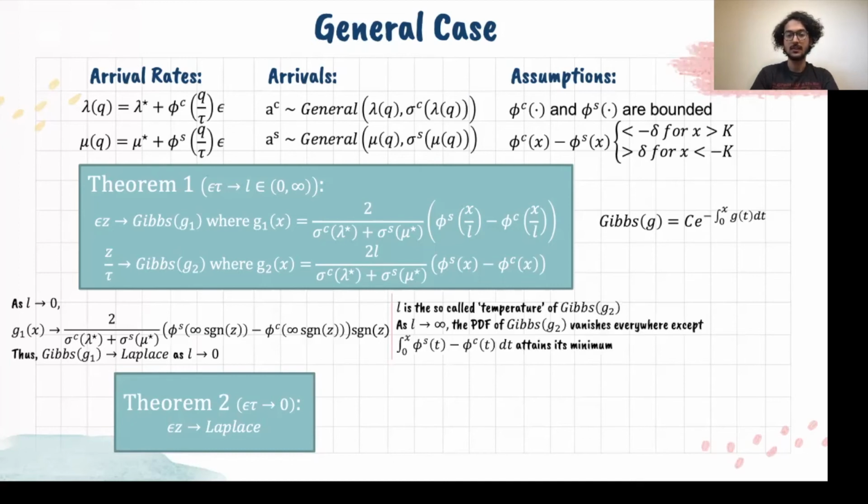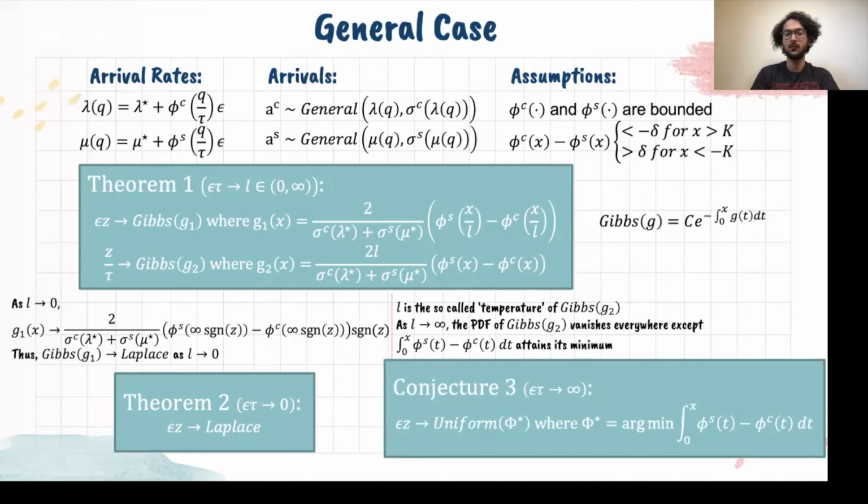Similarly, consider the case as L converges to infinity. Note that the PDF of Gibbs distribution vanishes everywhere except when the integral of g2 attains its minimum. Thus, Gibbs distribution converges to a uniform distribution with the support equal to the set where the minimum is achieved. This motivates us to state the following result without a proof due to technical challenges. In particular, in the case when epsilon tau converges to infinity, z by tau converges to a uniform distribution with support equal to the set where the minimum is achieved for the integral of the function g2.